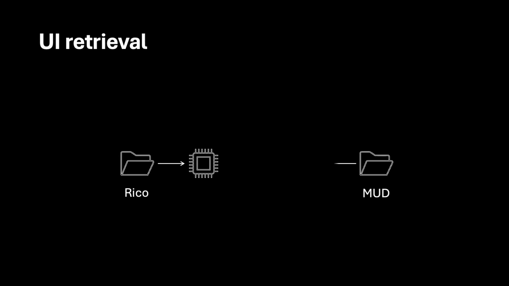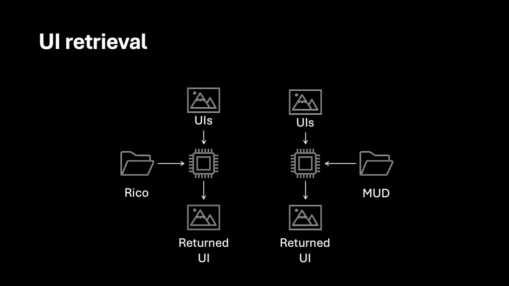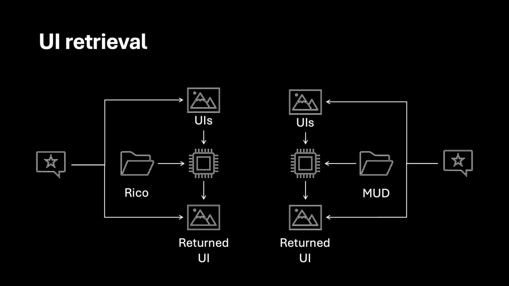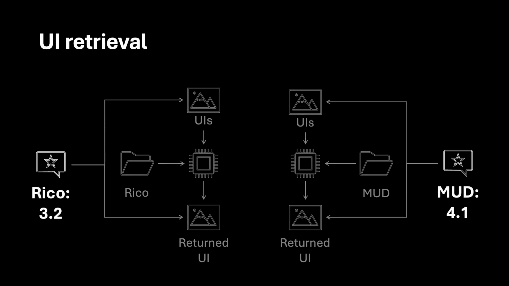To test this, we trained two models, one using the RICO dataset and one using our dataset, MUD. We then fed both models screenshots, which subsequently returned what they believed were similar UIs. We then asked participants to rate the results of the 5 queried UIs from a dataset. Results showed a high relevance score of 4.1 for the model trained using our dataset, MUD, compared to a score of 3.2 using the RICO dataset. Our dataset is able to produce results that are more relevant and accurate.